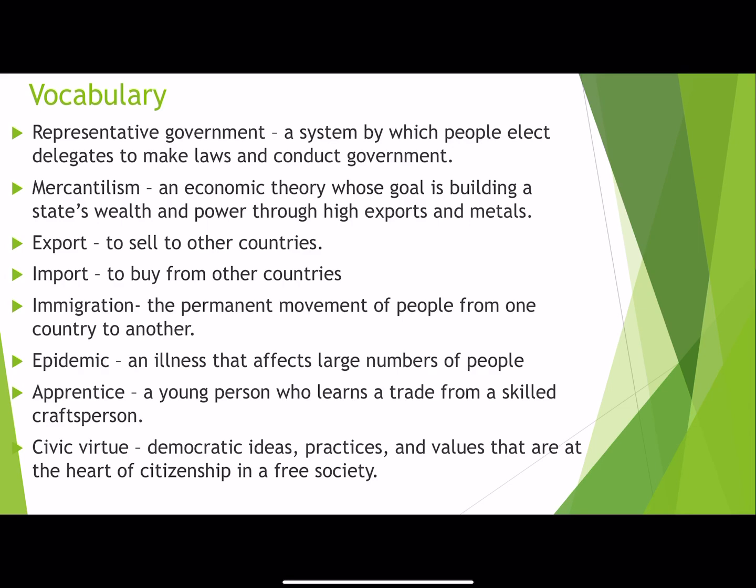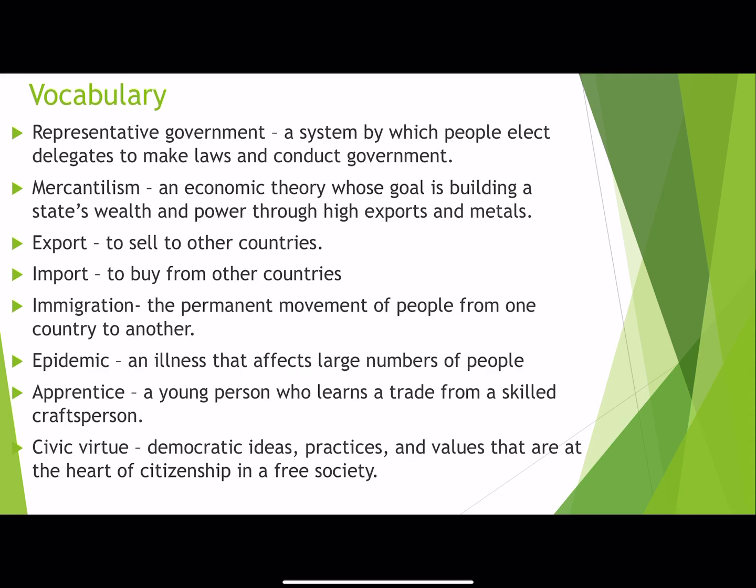Okay, and then mercantilism, we just talked about it. It's an economic theory whose goal is building a state's wealth and power through high exports and metals. Export, to sell to other countries. Import is to bring in from other countries. Immigration is the permanent movement of people from one country to another.